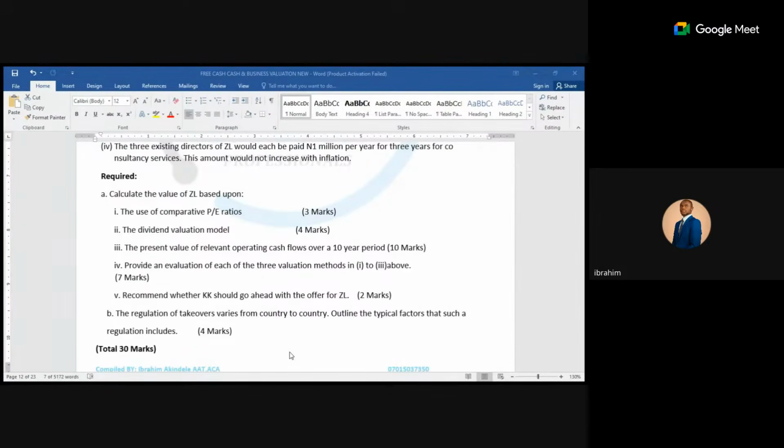Then provide an evaluation of each of the three valuation methods above. Recommend whether they should go ahead with the offer for ZL or not. So we need to recommend if they should go ahead for the offer of ZL or not.